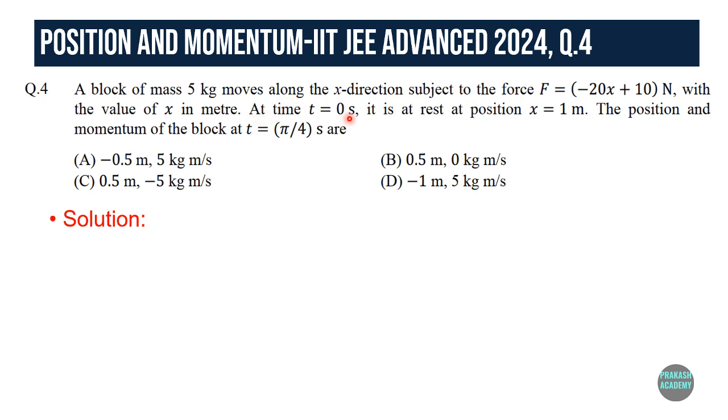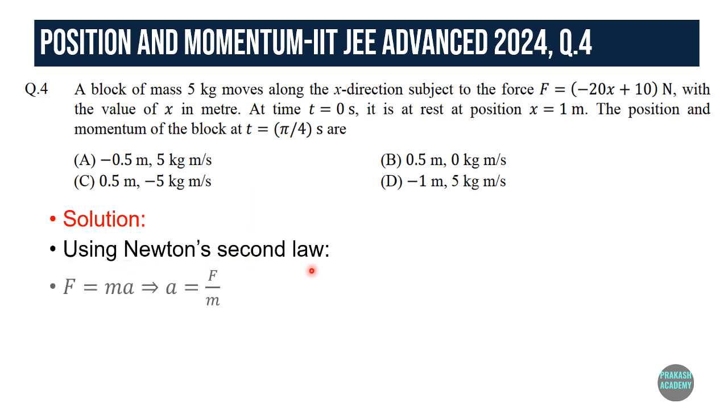At time t equals 0 seconds, it is at rest at position x equals 1 meter. Find the position and momentum of the block at t equals pi by 4 seconds. So you have to find position and momentum at t equals pi by 4 seconds. Let us try to solve this problem, and we will use Newton's second law.